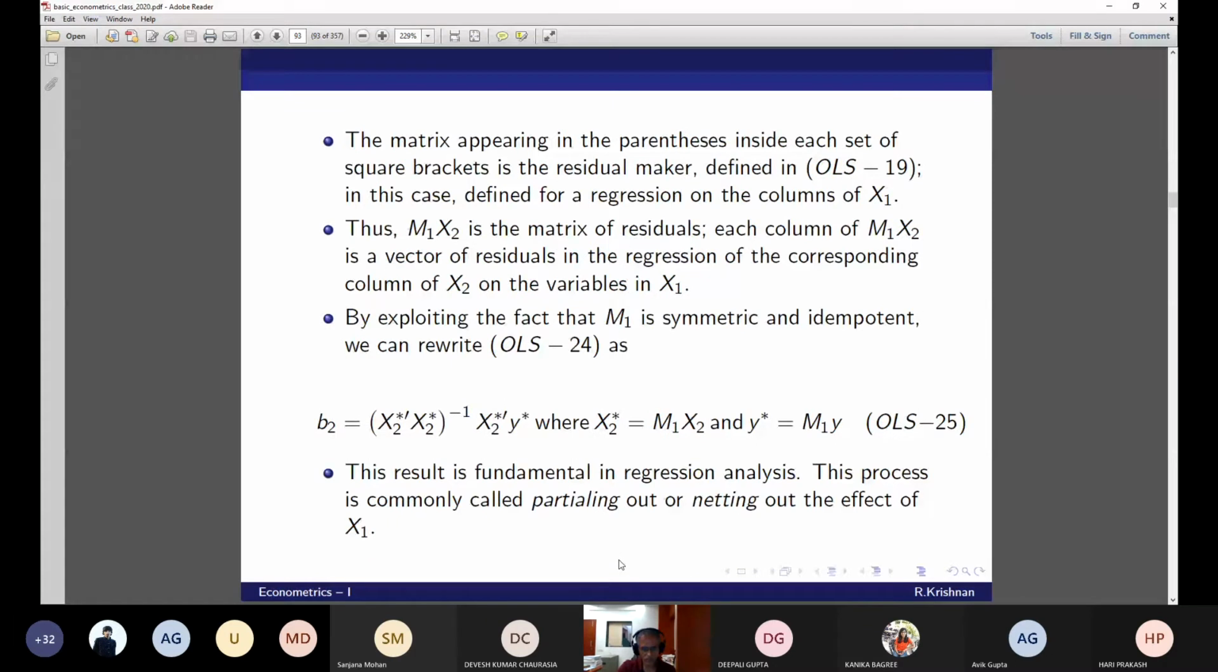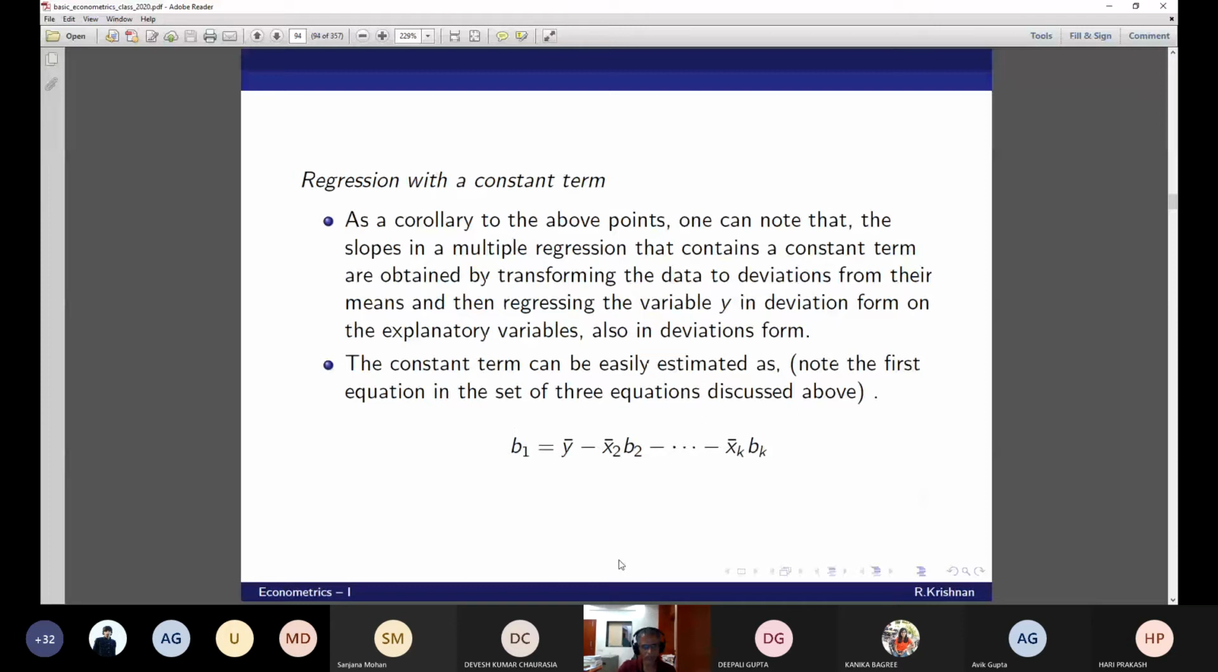So this is what is called partialing out or netting out the effect of X1. Regression with a constant term. As a corollary to the above points, one can note that the slopes in a multiple regression containing a constant term can be obtained by transforming the data to deviations from the means and then regressing the variable y in deviation form on the explanatory variables also in deviation form, all subtracted from their respective means.